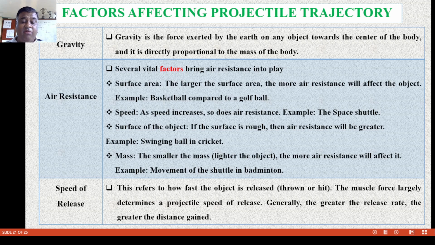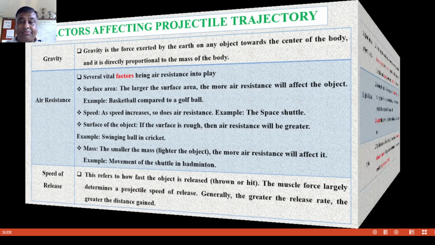Next is speed of release. This refers to how fast an object can be released, thrown, lifted or hit. The larger the force, the greater the speed of release of the projectile. Generally, the greater the release speed, the greater the distance that can be gained.